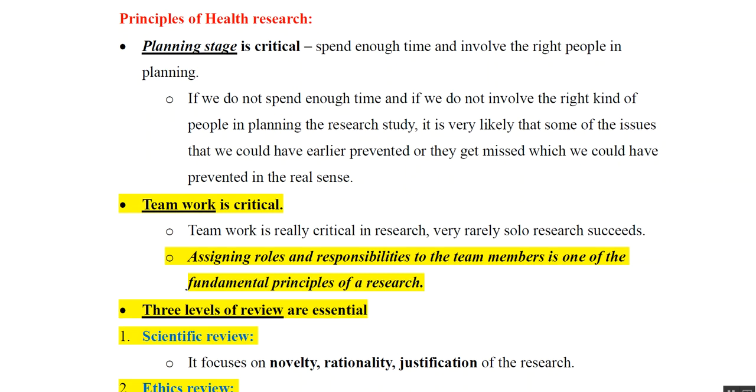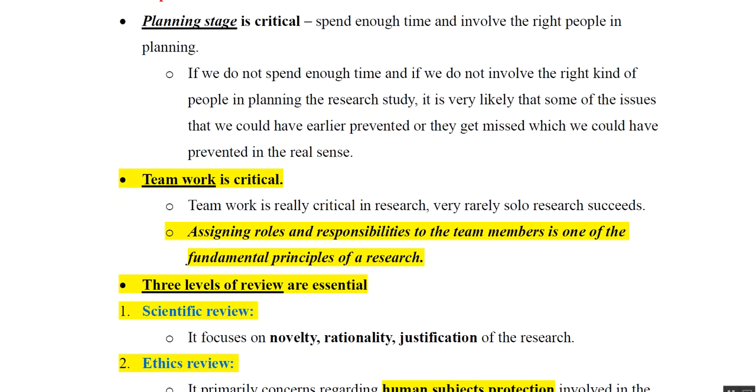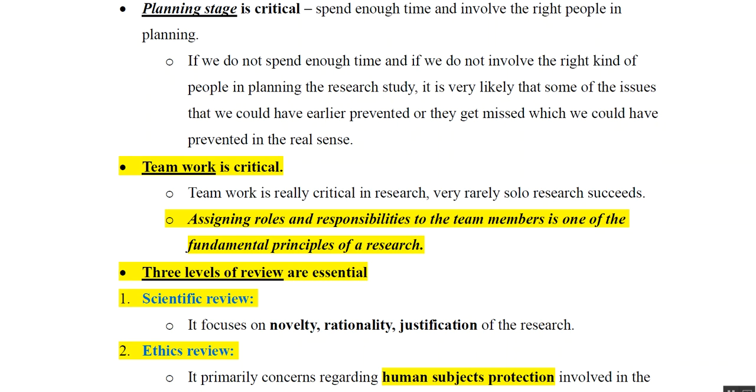Second, research is always a teamwork. Teamwork is very critical, so assigning roles and responsibility to every team member is one of the fundamental principles of research. And third is review. There are three levels of review which are very essential to any kind of research. The first review is scientific review. That means whether your research is scientific or not. It checks that. So it focuses on novelty of idea, rationality of idea, and justification of your research idea. So novelty, rationality, and justification check of your research idea is done in scientific review.